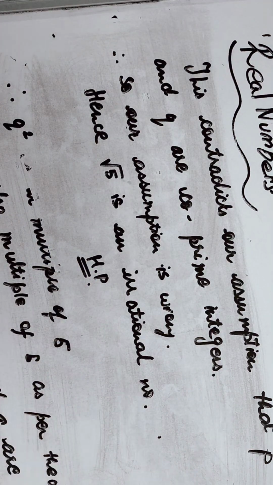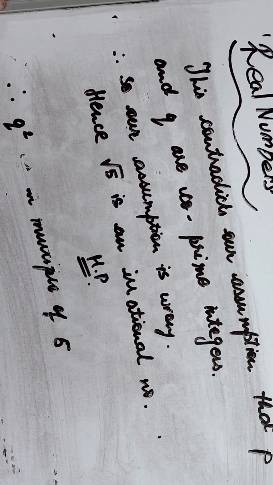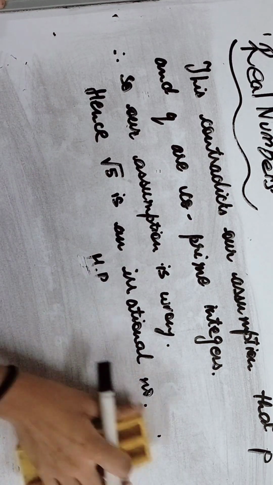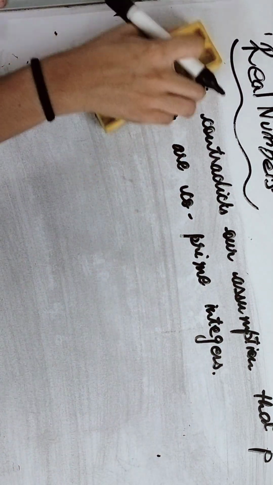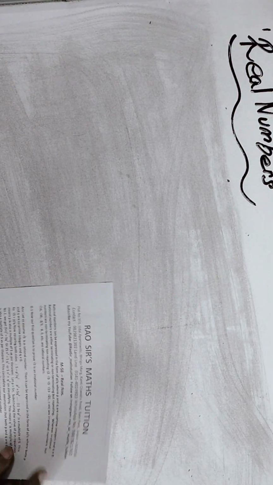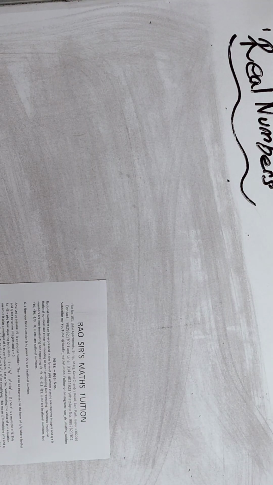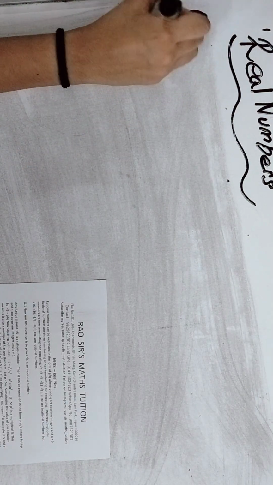Now we are going to the second question. You can erase it and read the second question: prove that 2 minus 3 root 3 is an irrational number. Write down the question.